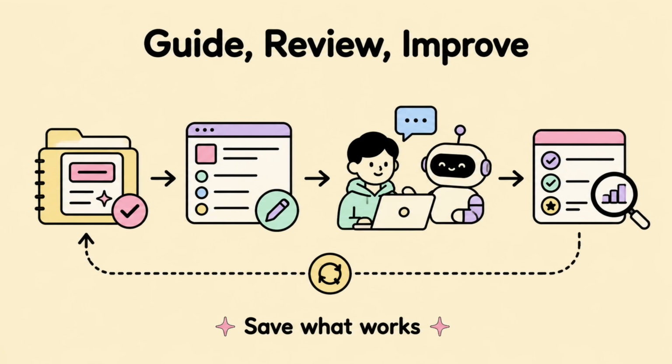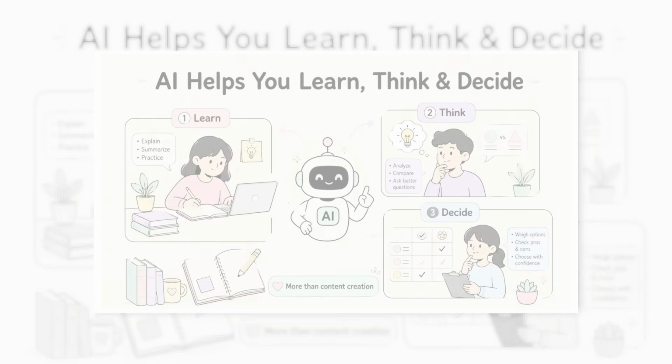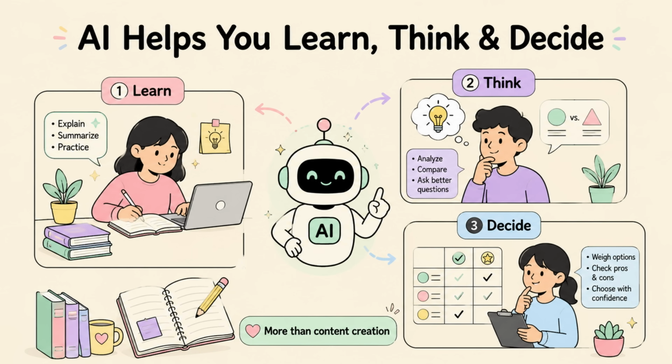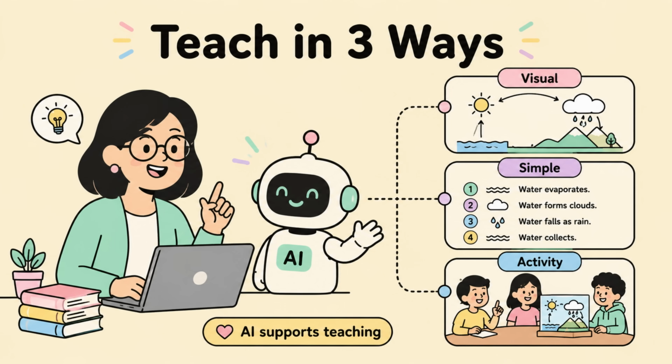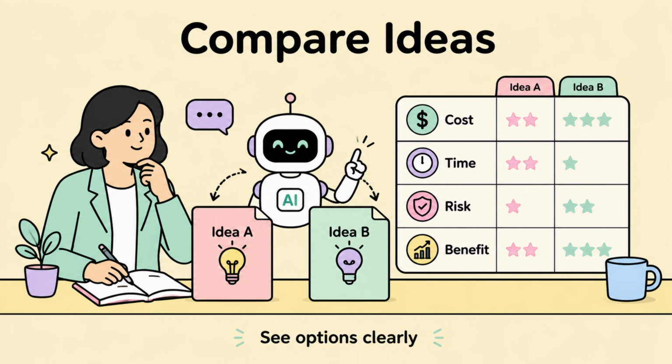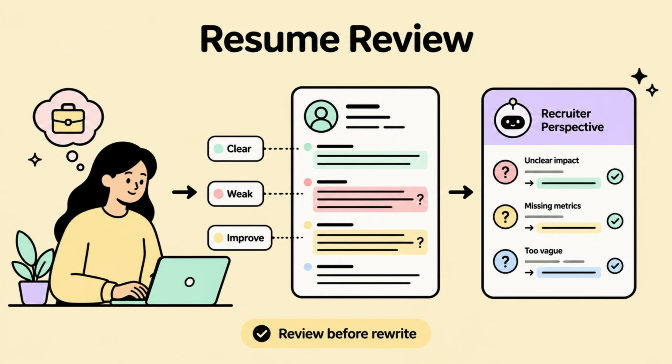it step by step. AI is not only useful for creating finished content, it can also help you learn, think, and make better decisions. A teacher could ask, give me three simple ways to explain the water cycle to students with different learning styles. A student could say, do not give me the answer yet, guide me with questions so I can solve it myself. A professional might ask, compare these two ideas based on cost, time, risk, and expected benefit. And a job seeker could say, review my resume from a recruiter's point of view, show me which parts are unclear or weak before rewriting them.